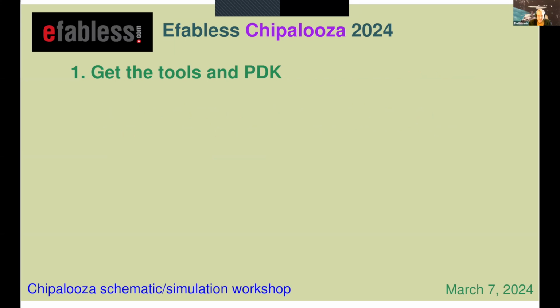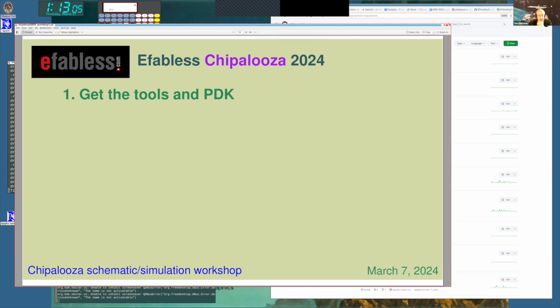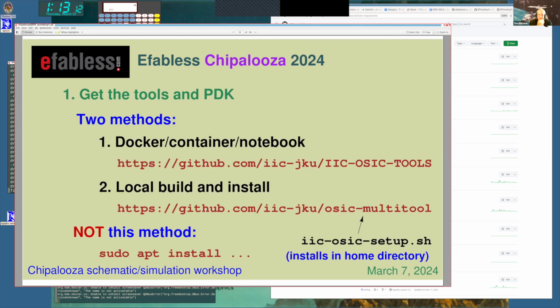All right, now I am going to go into the more live action part of this workshop. I'm going to move from a full screen view to a window view and go through each of these at a time. So step number one is to get the tools and the PDK. There are two methods, or three methods, depending on how you count it. One of them is the Docker container or Jupyter notebook method. And the other one is to do some kind of local build and install.